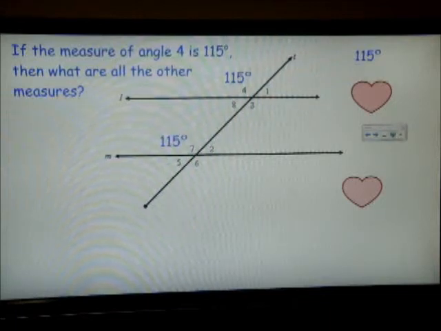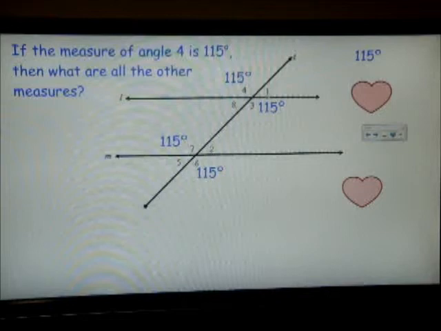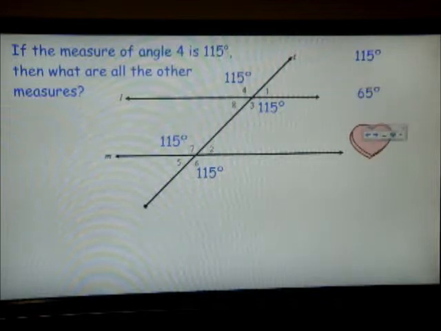I know that angle 3 is vertical to angle 4, so that's also 115. And I know that 6 is vertical to 7, so that's also 115. Since angle 4 and angle 1 make a 180-degree angle, I know I can do 180 minus 115 to find what's missing. And what's missing is 65 degrees. So that means all of the other angles are 65 degrees.